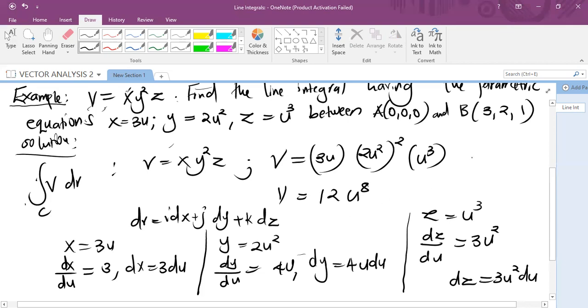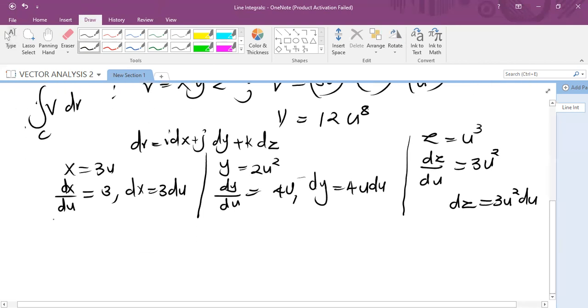Now, having all that, the next thing is we are being told that these values are defined from A to B. So these are obviously given in terms of x, y, z. So we need to find what they will represent in terms of u. Now, let's work with the limits. So we have A is equal to 0, 0, 0. So we need to get the value of u. Let's just finish with A first. x is equal to 3u.